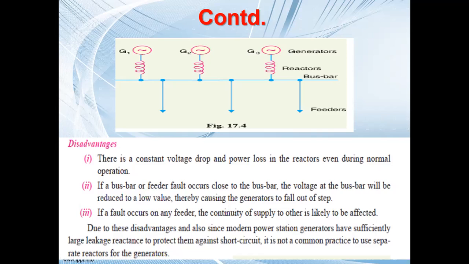And second is that if a bus bar or a feeder fault occurs close to the bus bar, the voltage at the bus bar will be reduced to a low value, thereby causing the generators to fall out of step. Now, what will happen if a bus bar or feeder fault occurs close to the bus bar? Let us say a fault has occurred here or here, very close to the bus bar. So now what will happen? The voltage will be very low, causing the generators to fall out of step. So due to this fault, the generator voltage will be very low.